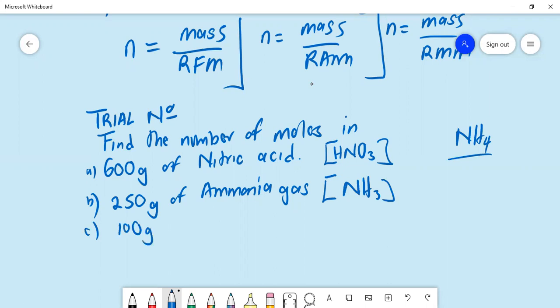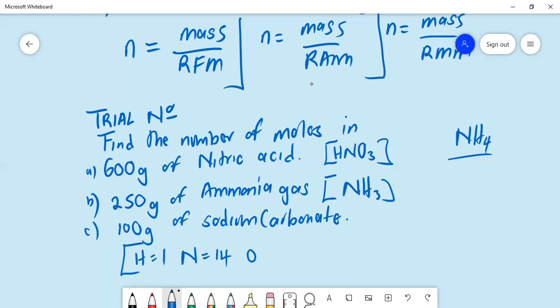100 grams of sodium carbonate. Now the masses, they always give you, so don't be scared. Hydrogen is always 1 mass, that's 1 gram. Nitrogen is 14 grams. Oxygen is 16 grams. They always give you those things, so don't get scared. When they're not given, raise your hand, they will give it to you. Sodium is 23. Carbon is 12. I think those ones there, yes. So try those ones now.